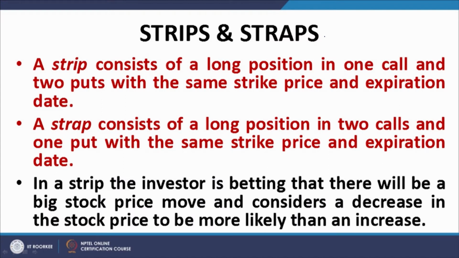In a strip, the investor is betting that there will be a big stock price move, just like in the case of a straddle, and considers a decrease in the stock price to be more likely than an increase. Why? Because please note, he has a long position in two puts, and puts tend to reward the trader when the stock price is down. Because you are long in two puts, you will make a profit of 2 units for each unit decline in the stock price below the exercise price.